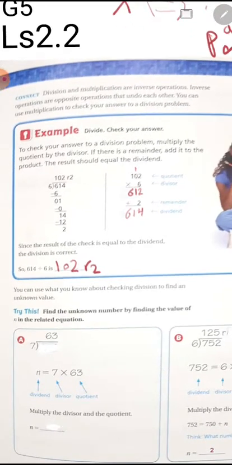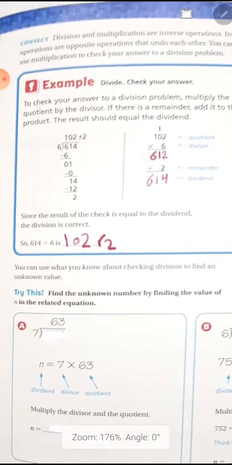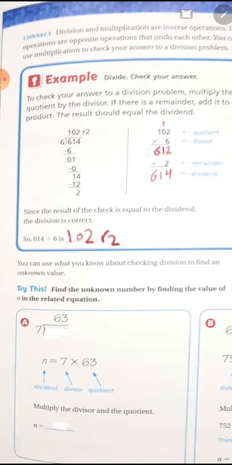Now let's see another exercise. In this exercise, find the unknown number by finding the value of n in the related quotient. So here n is an unknown number. Sometimes n will be the dividend, maybe it will be the divisor, maybe it will be the remainder. So now I will see.